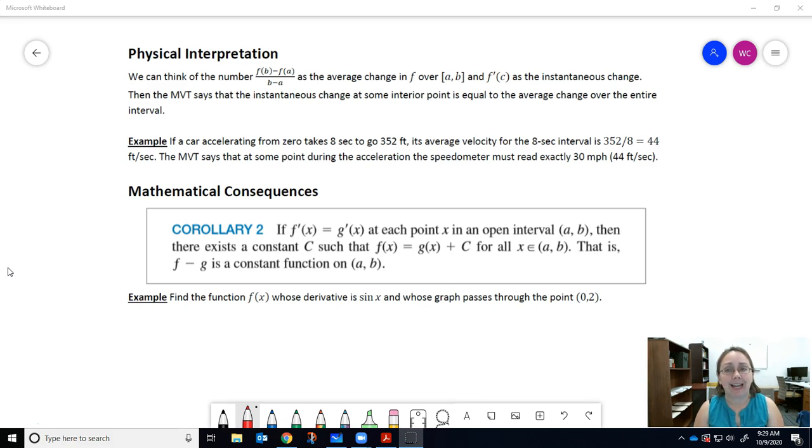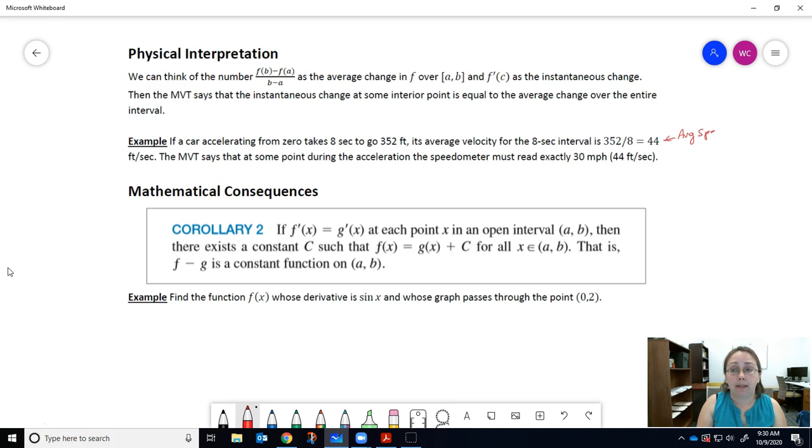And f prime of c as the instantaneous change. We've talked about that many times as well. Then the mean value theorem says that the instantaneous change at some interior point is equal to the average change of the entire interval. Let's do an example to help you understand. If a car accelerating from 0 takes 8 seconds to go 352 feet, what's the average velocity? Well, you calculate average velocity by doing distance over time. So 352 feet over time of 8 seconds gives you 44 feet per second. That's your average speed. Okay.